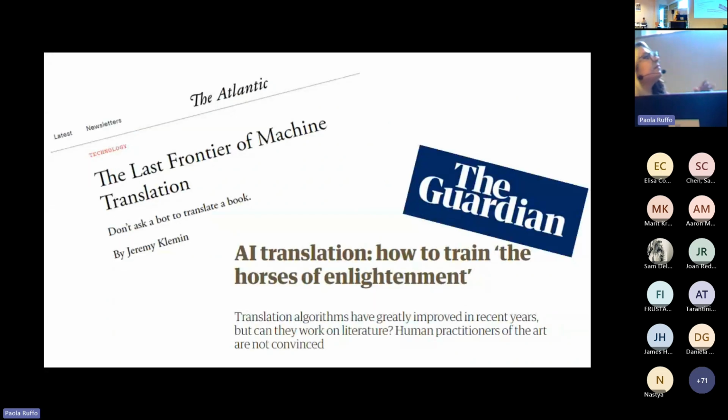At the same time, the topic of technological innovation in literary translation has entered the mainstream discourse as well. So you can see these two articles, one from The Atlantic and the other from The Guardian. They were published in January 2024 and March 2024, so very recently.